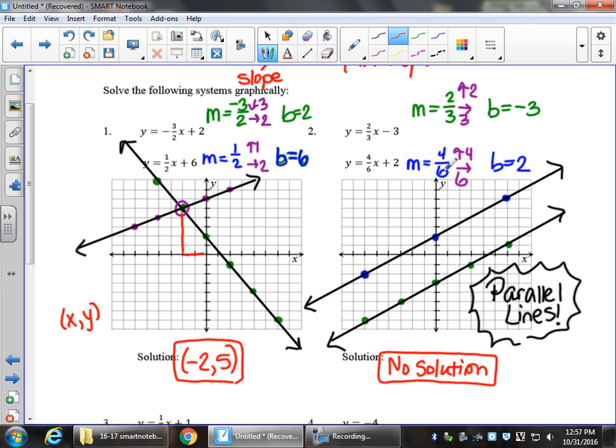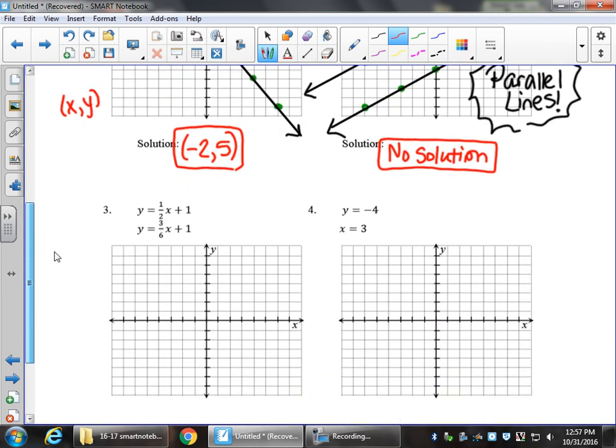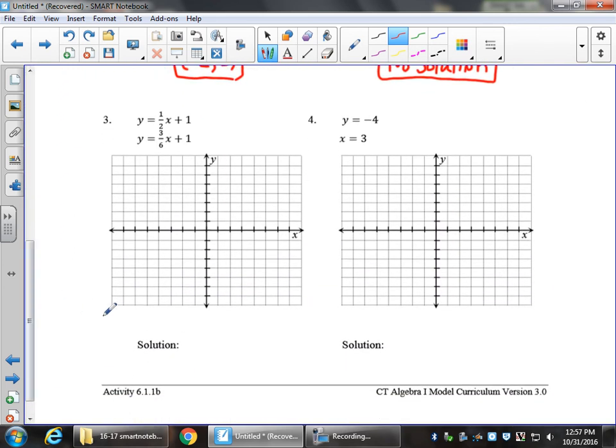And if I look at the slopes, we could actually reason that out, because if I can reduce 4/6, both are divisible by 2, that actually reduces to 2/3. So notice we really did have the same slope all along. This just hadn't been reduced. So parallel lines, no solution. Very good.